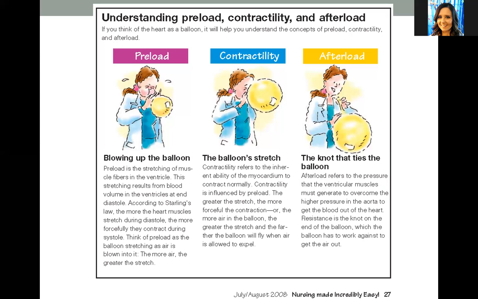So that's important when we talk about heart failure. Those hearts have been stretched so much because these patients have fluid volume excess that eventually they don't shorten or contract back to normal and they become baggy.